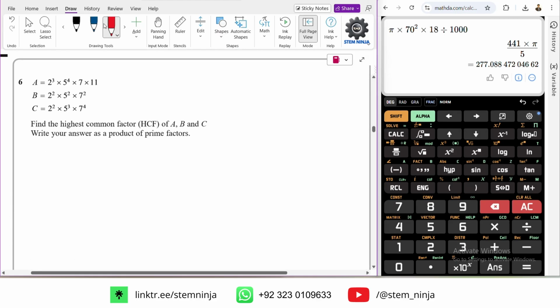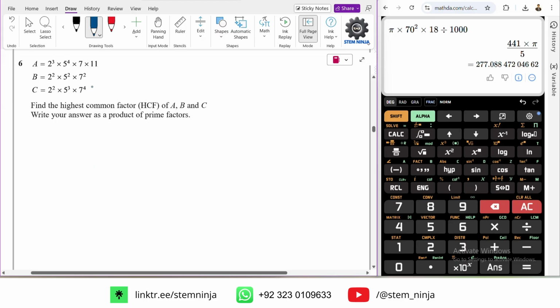Question number 6. A is equal to 2 cubed times 5 raised to the power 4 times 7 times 11. We have B also, we have C also. Find the highest common factor of A, B, and C. Write your answer as a product of prime factors.